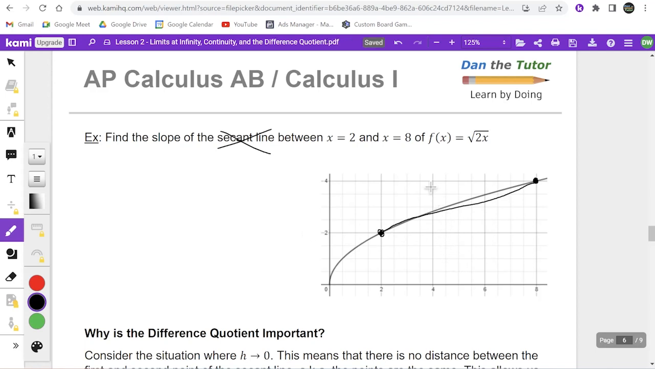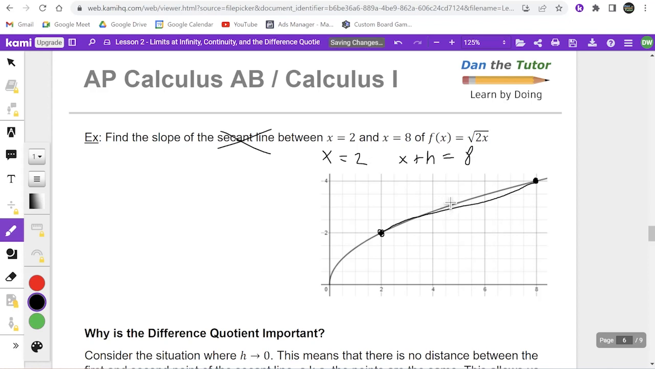And really, I'm just doing x1, y1, x2, y2. But I don't want to do Algebra 1 notation. I actually want to show you in calculus notation, and there's a reason why. It's not just to be annoying. It'll make sense in about 10 minutes. But here's what I'm saying. Your x is 2, and your x plus h is your second number, which is 8.